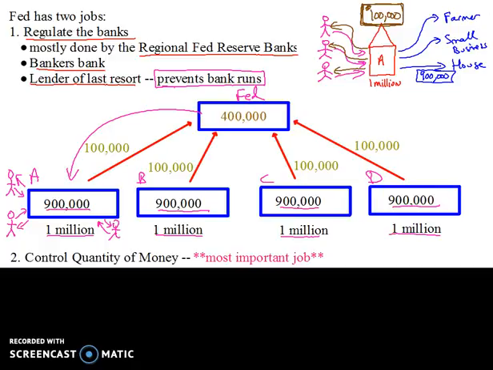On this podcast, we're going to continue talking about the jobs of the Federal Reserve. I said there are two main jobs that I'm focusing on. The first one was regulating the banks as a lender of last resort. We talked about that on the previous podcast.